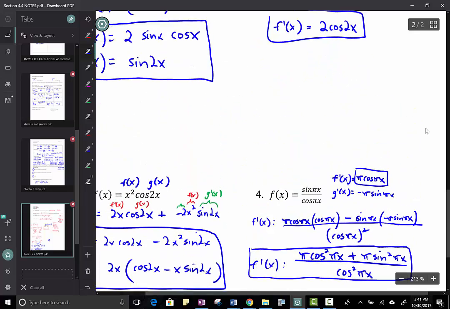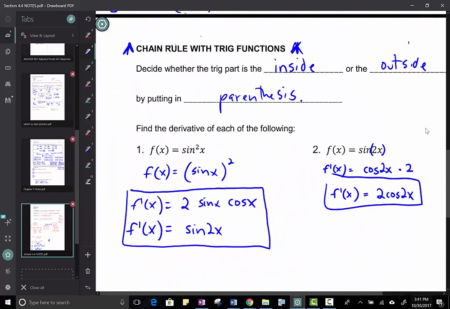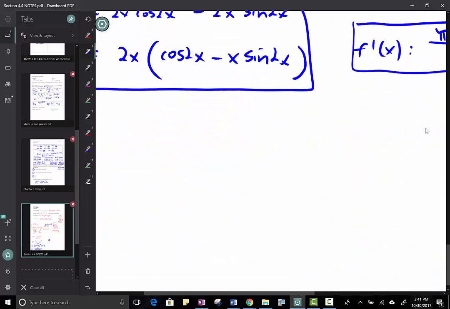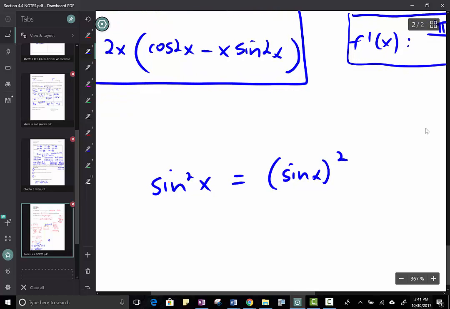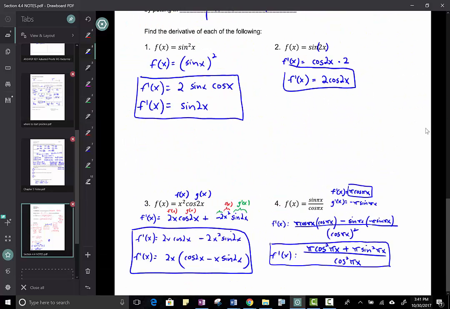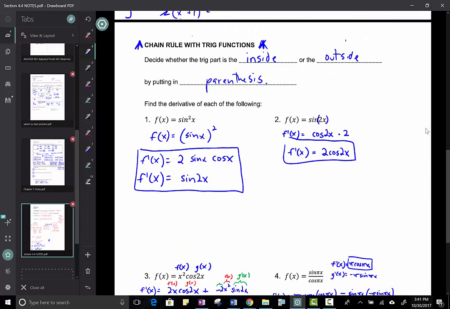Okay? So to wrap things up in this video, when you're dealing with trig and you've got a chain rule, if it looks like this, where the trig function is squared, you need to rewrite it with parentheses like this, and then you can clearly see outside inside. Or if the angle is different than x, you need to remember that you do the derivative of the outside, which will be that, then multiply it by the derivative of the angle. So using these 4 examples in the notes at the top, you should be okay to do the homework practice.